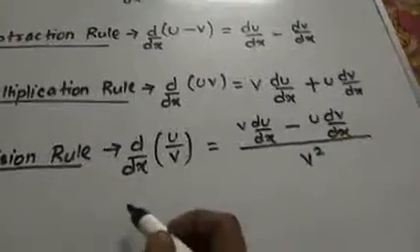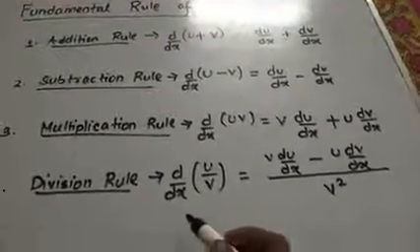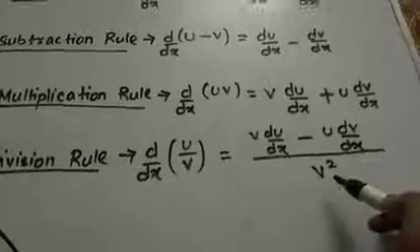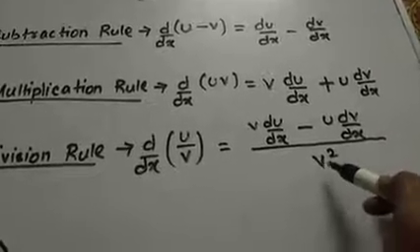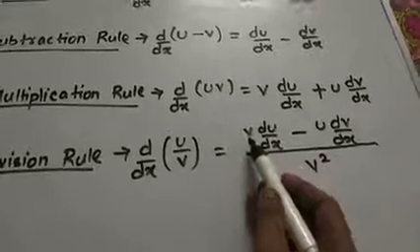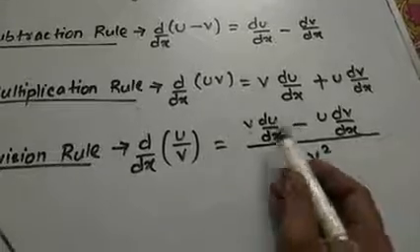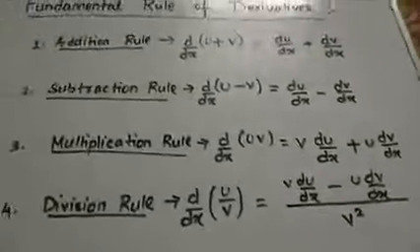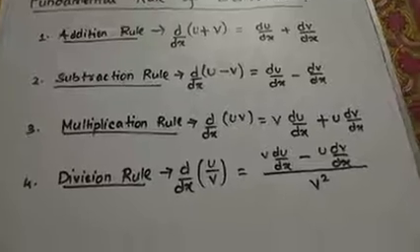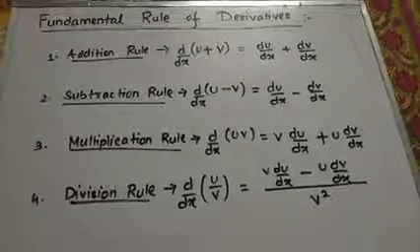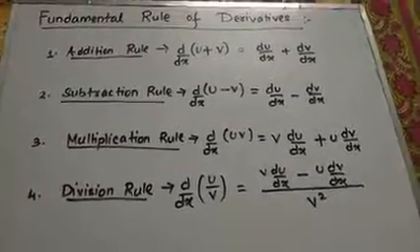So what is the division rule? d/dx of u by v is, the denominator becomes v square, and for the numerator we start from v du by dx minus, then just interchange their positions. So these are the four fundamental rules of differentiation. Clear?